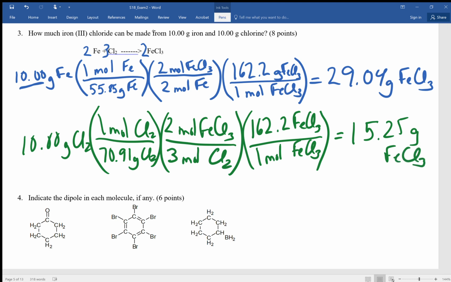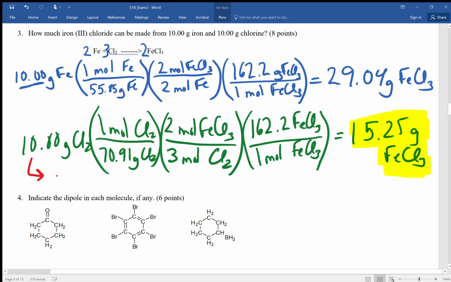And now we're finally ready to answer the question, how much iron chloride can be made if we have 10 grams of iron and 10 grams of chlorine? It's always going to be the smaller amount. So we can make a total of 15.25 grams of iron chloride, and while the question doesn't ask, that does tell us that the chlorine here is in fact our limiting reactant.